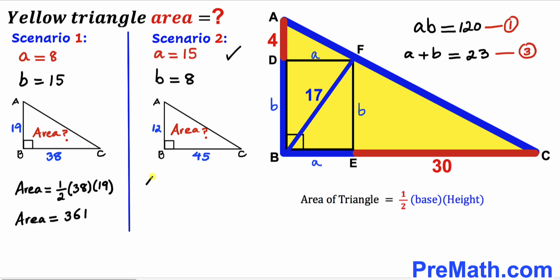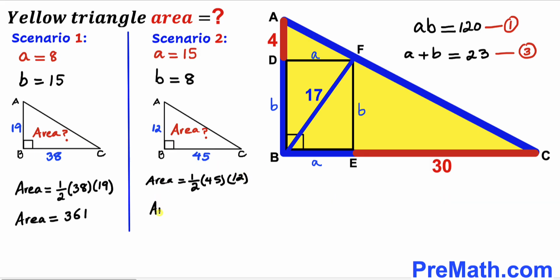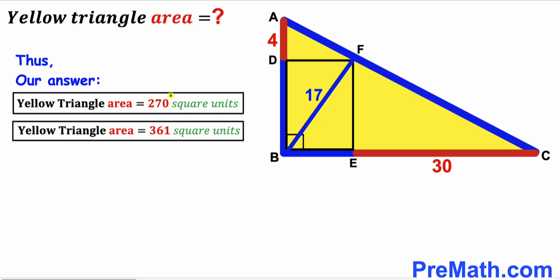Likewise, now we are going to calculate the area in this scenario 2. So the area is going to be equal to a half times our base, in our case is 45, times the height, 12. So therefore, the area of the triangle in scenario 2 turns out to be 270 square units. So thus the area of this yellow triangle is going to be either 270 square units or 361 square units as well.